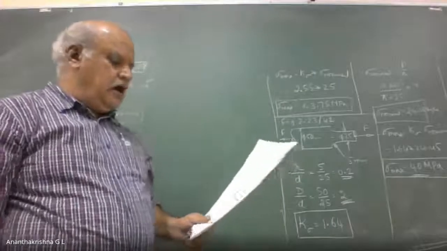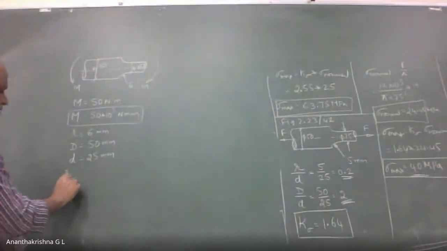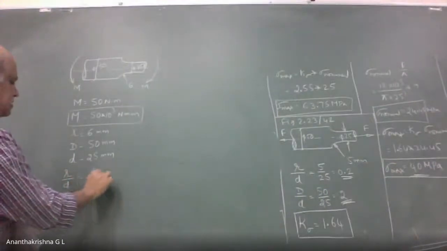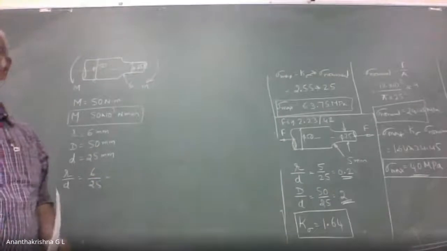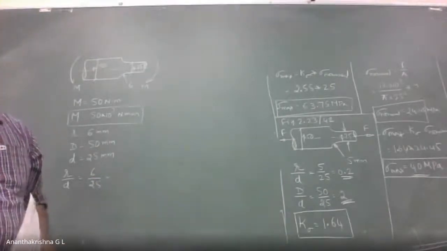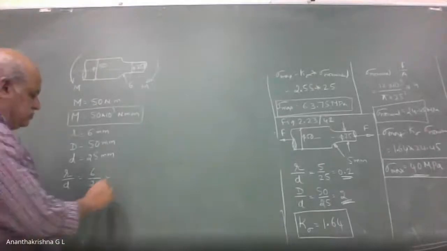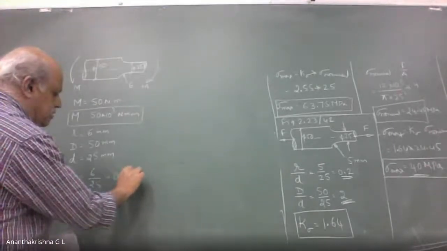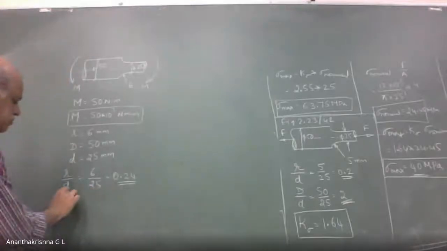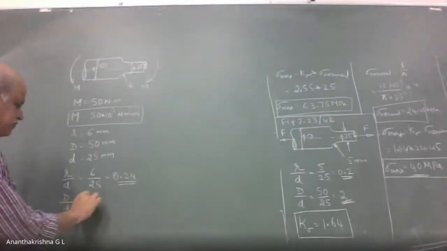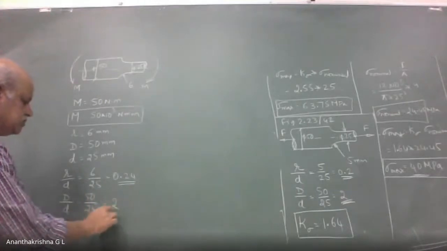Okay, and r by d for this case is, r is 6, d is 25. That amounts to how much? r by d, what I got is 0.24. Okay, r by d is 0.24. D by d is 50 by 25, that is equal to 2.